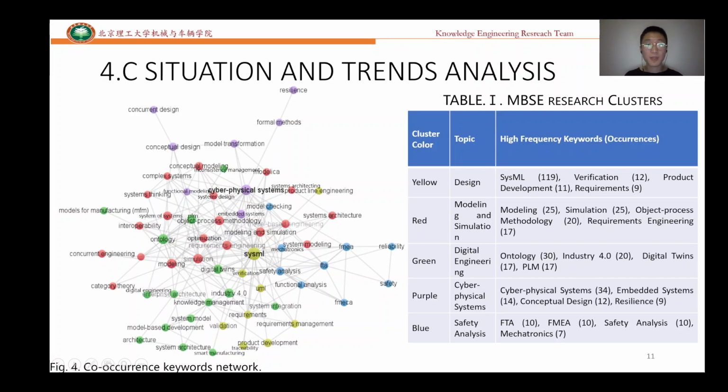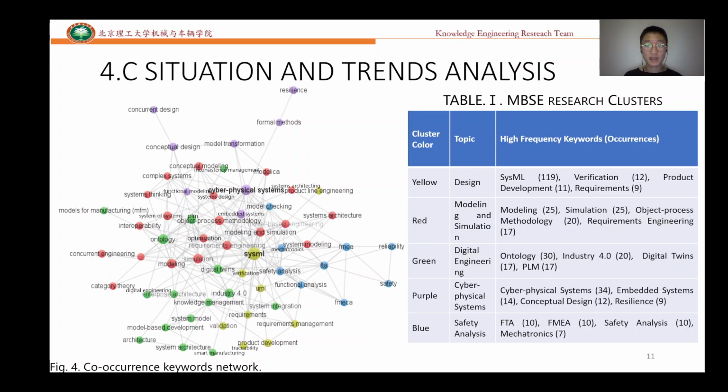Figure 4 shows a co-occurrence network of author keywords in which the minimum threshold of occurrence times of keywords is set to 5. 5 clusters have been identified and are illustrated by different colors. Table 1 shows the results of the clusters. We define the topic of the cluster as the second column according to the highest frequency keywords in each cluster as a third column. The current research topics of MBSE are divided into 5 categories.